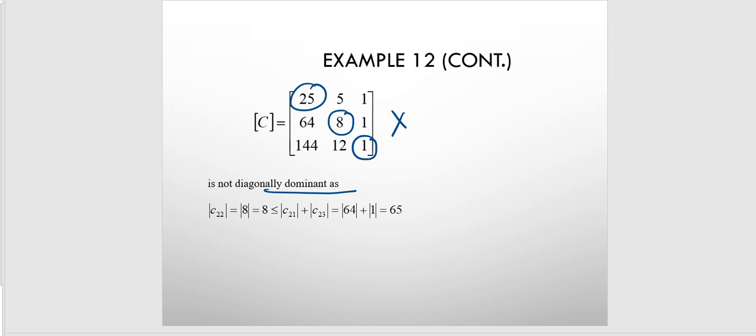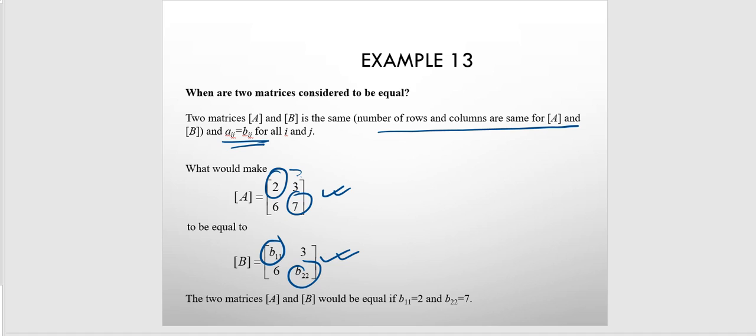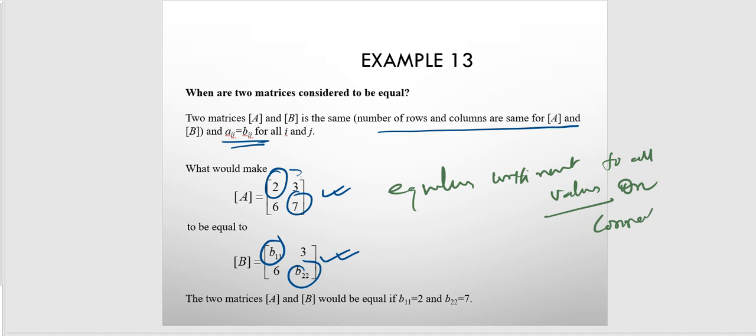Okay, and now we have come to the last few parts. When are two matrices considered equal? If the number of rows and the number of columns are the same. So we make it like this: A is here, P is here, so these two are the same. With respect to correspondence, we can say these two are also equal. Okay, so equality is with respect to all values on correspondence. Clear?